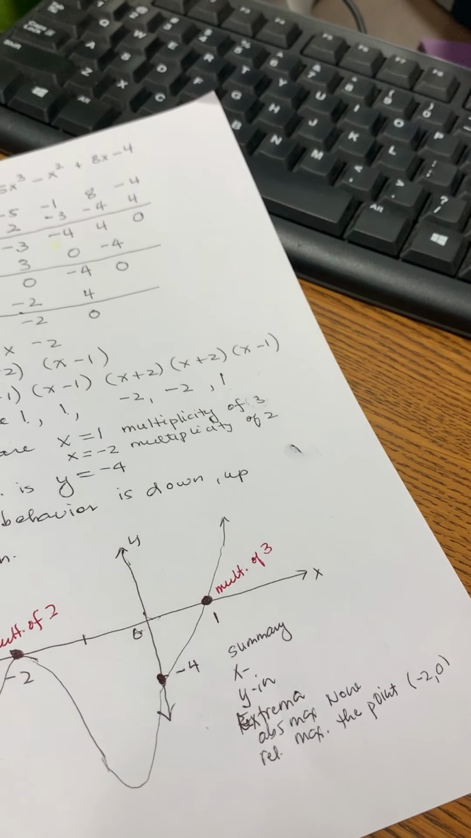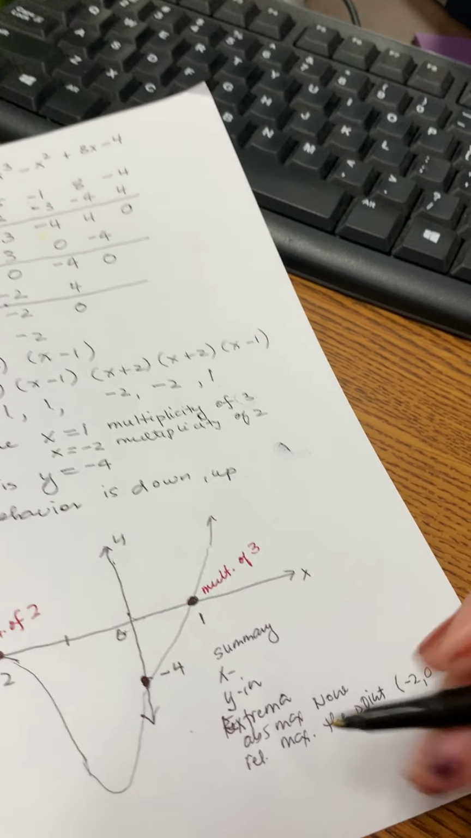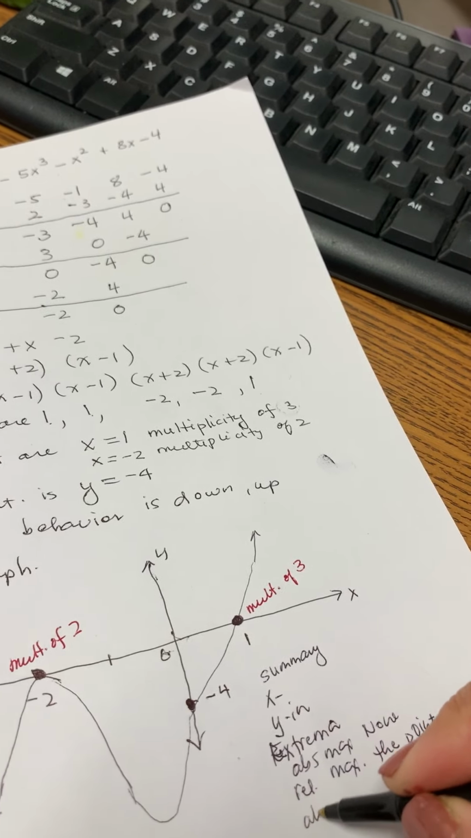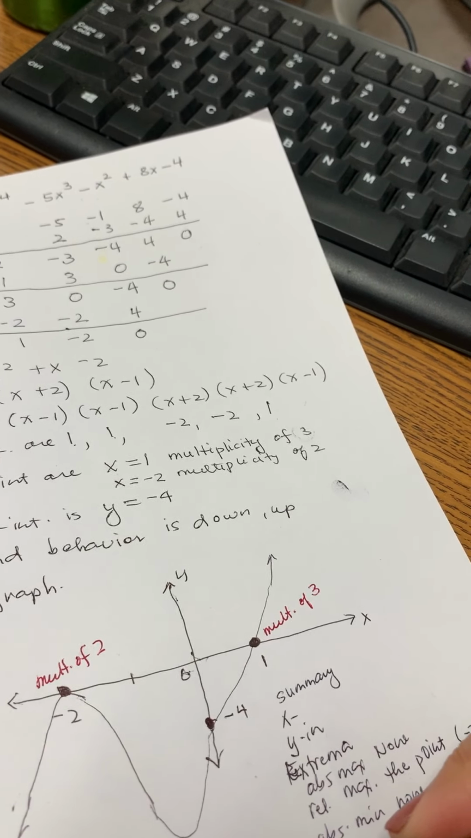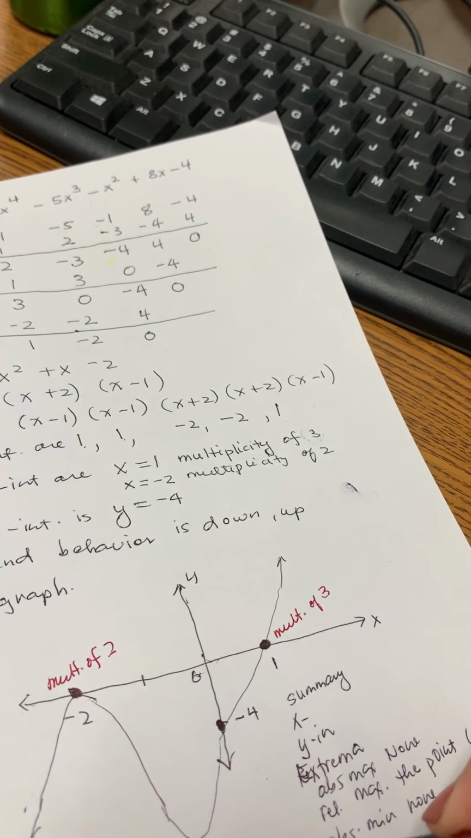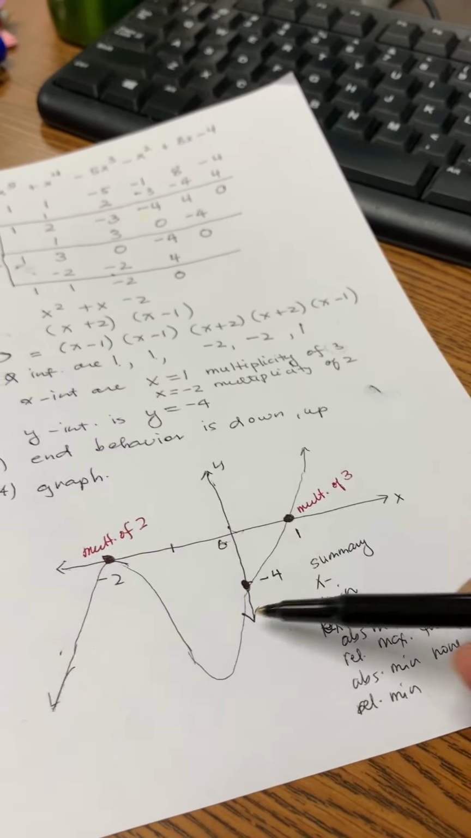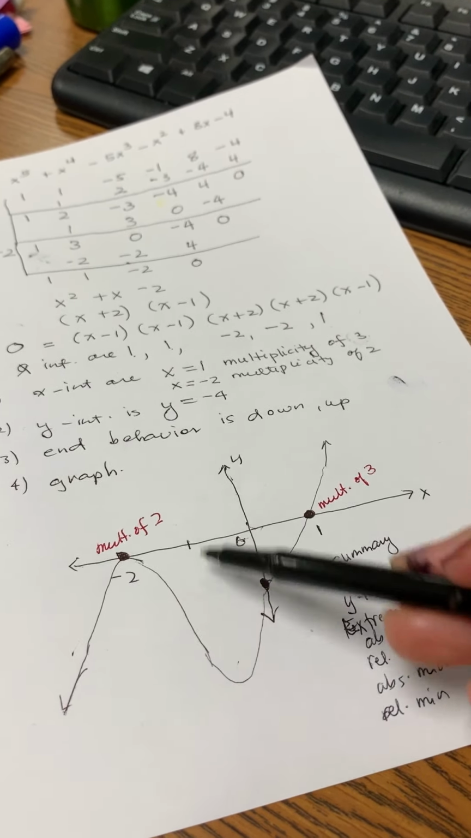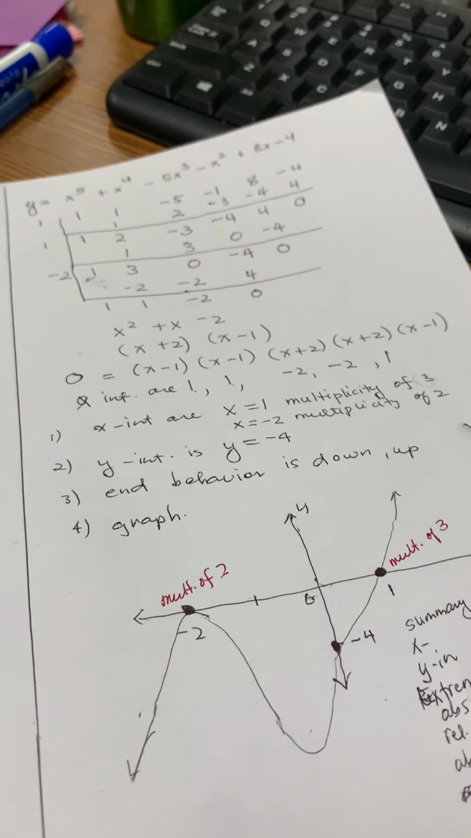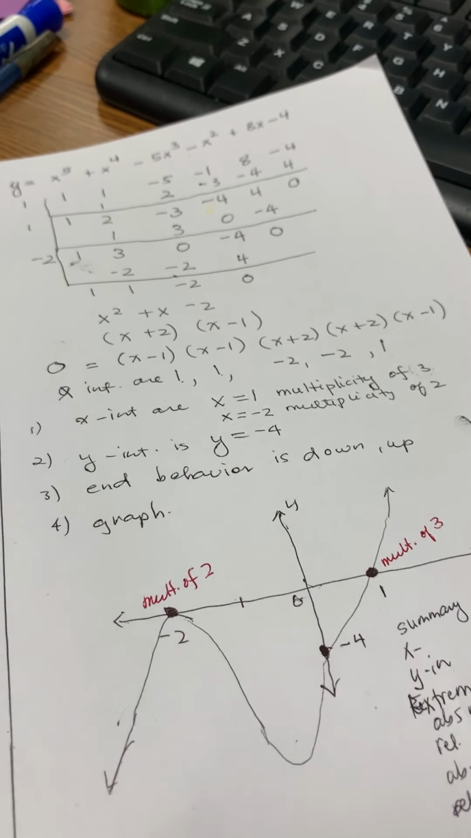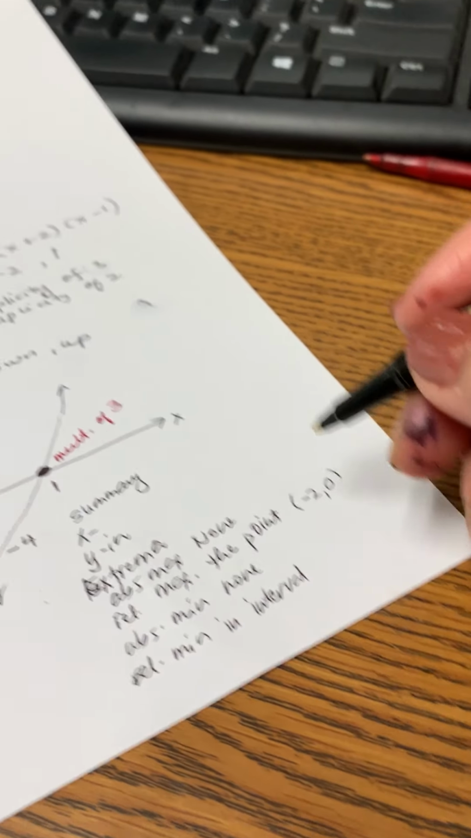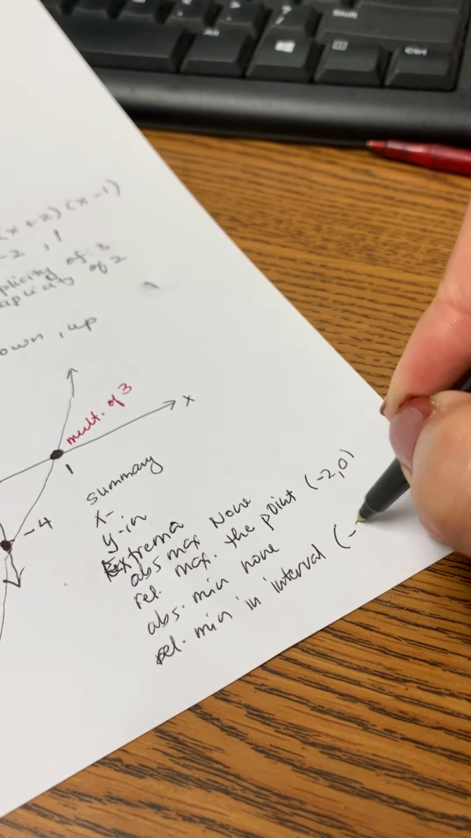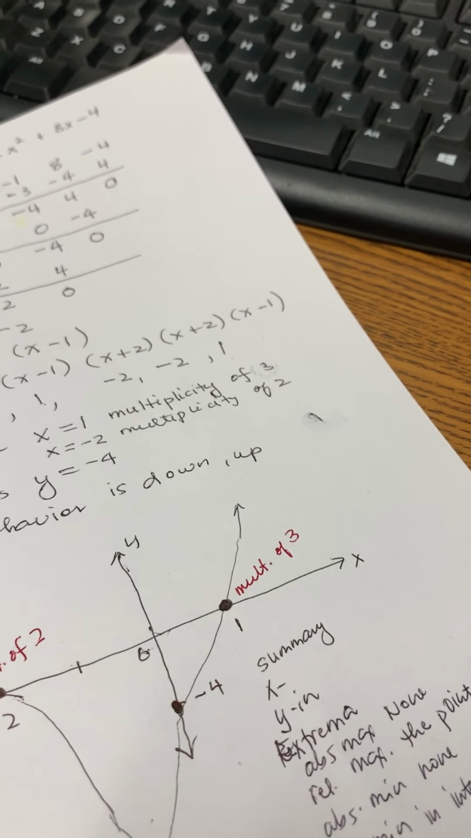And then we have no absolute minimum. Then we have a relative minimum. Somewhere here, there's the lowest point between -2 and 1. We don't know where, so we say in the interval between -2 and 1.